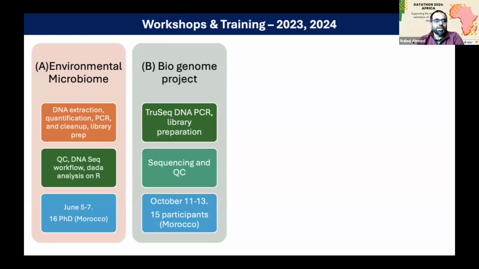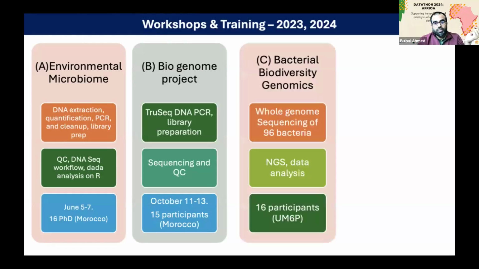The second one was the biogenome project. It was quite similar, but not specifically on 16S. It was more overall, on library preparation and sequencing, and again, it was for 15 participants from all over Morocco. Then the third workshop, which we did last year, was again only for students and researchers from UM6P, and it was very specific to bacterial diversity genomics. We sequenced 16 bacterial isolates using NGS methods and analyzed the data, and this is now ready to publish and is going to come soon.